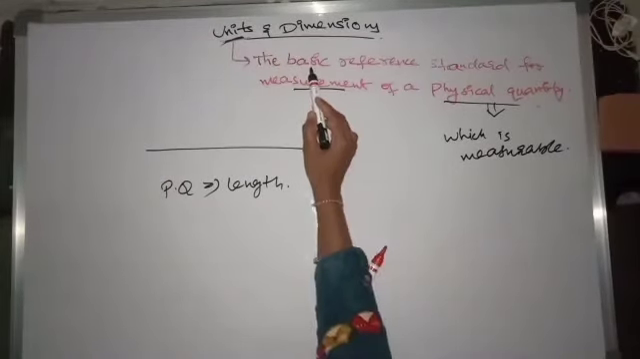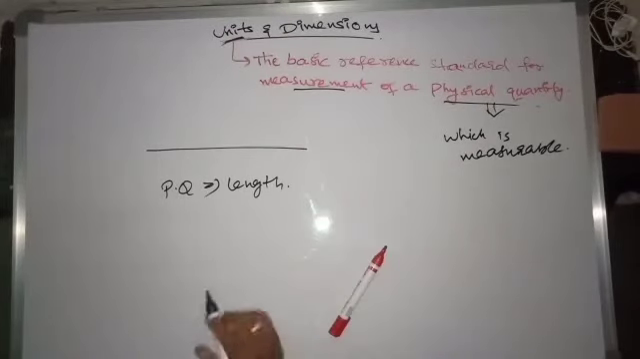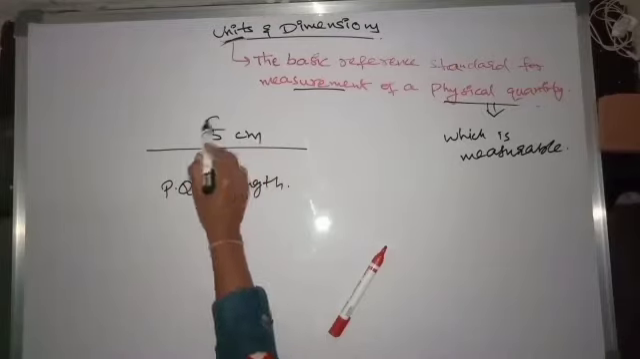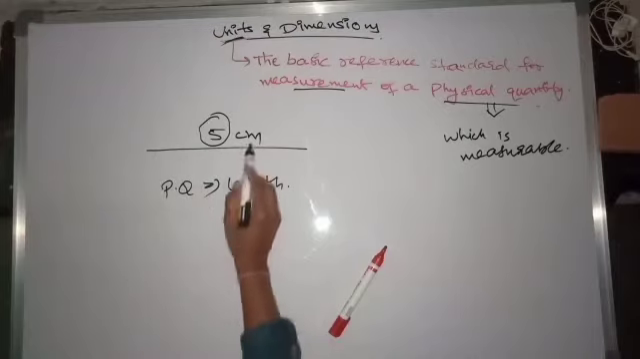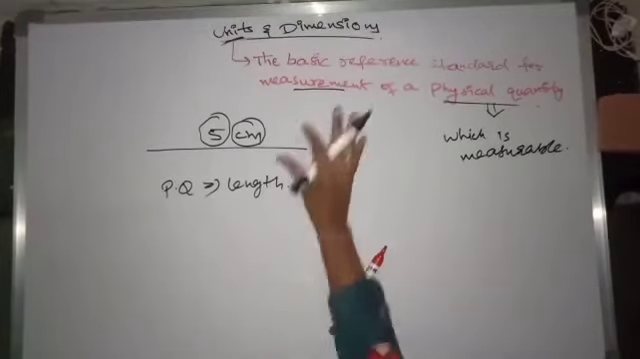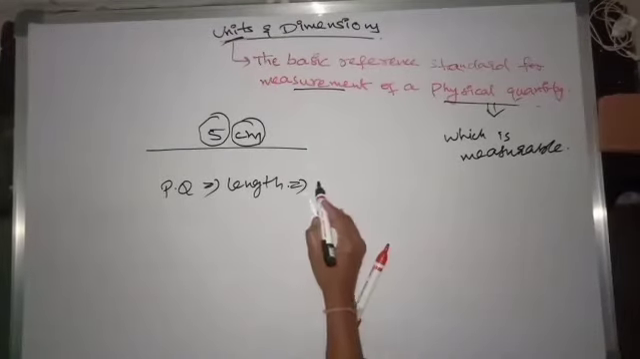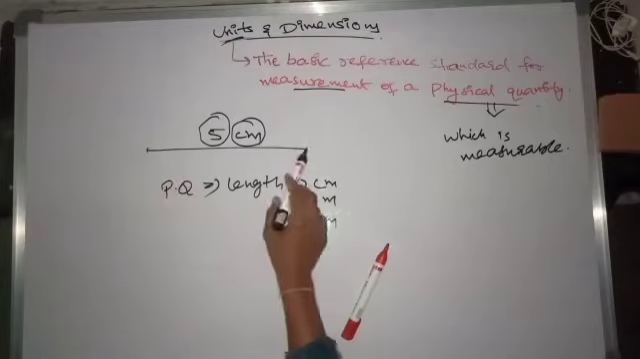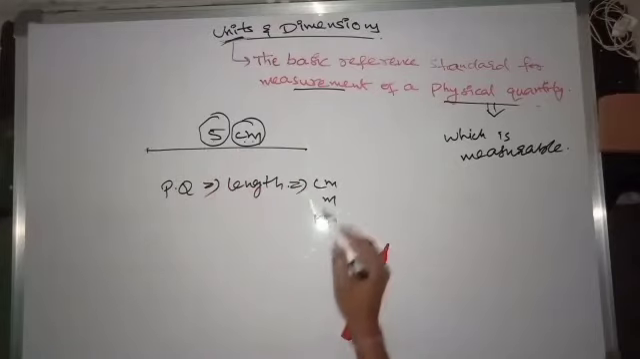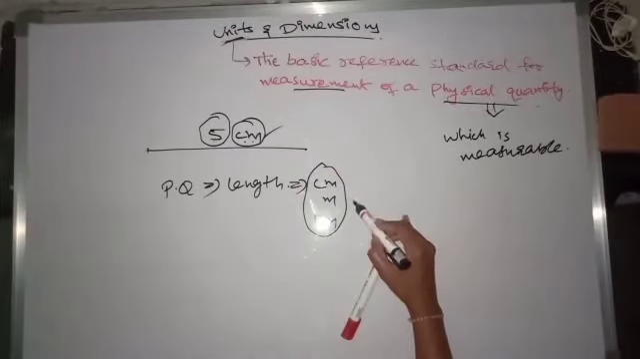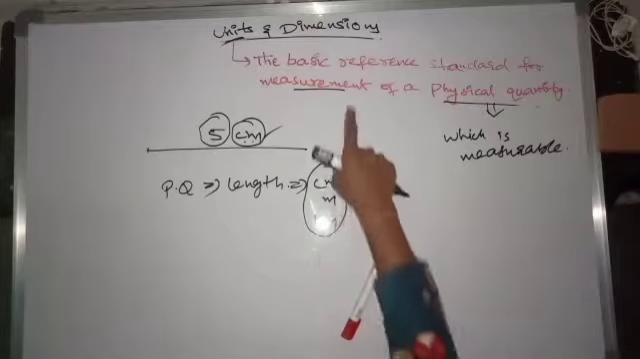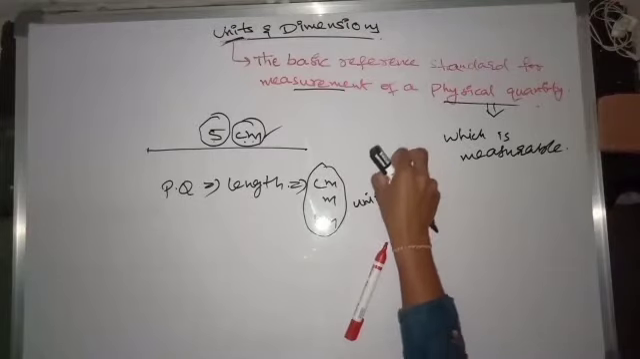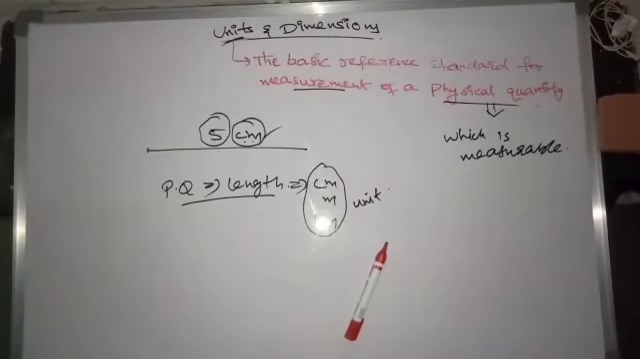See, what are units actually? The basic reference standard for measurement of a physical quantity. If the length of this line is 5 centimeter, 5 is nothing but magnitude, a number, and centimeter is the reference standard I am using. For measuring length, the units are centimeter, meter and kilometer. Unit is a reference standard which is used for measuring a physical quantity. I hope you understood.